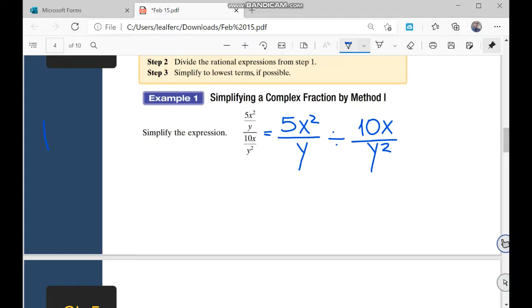Okay? Remember this? How do we do division of fractions, of rational expressions? Do you remember? It's something we have seen a couple of weeks ago. Do you remember this? Let me give you a clue. We're going to keep the first fraction, 5x squared over y. And what should we do with this division symbol here? What should we do?